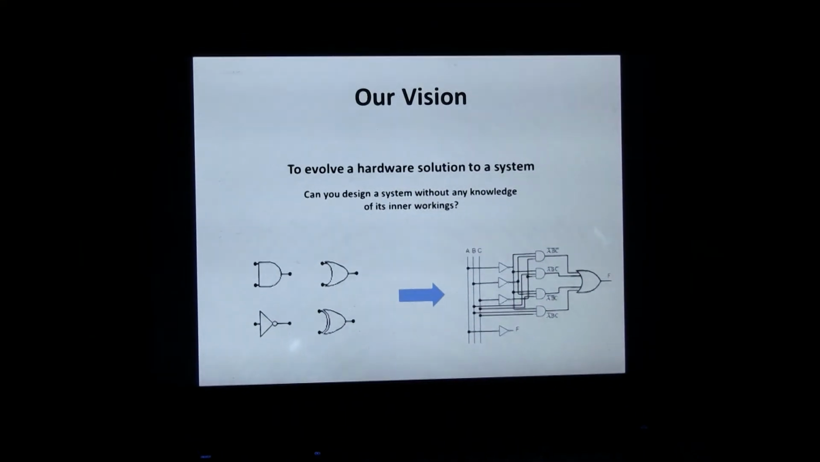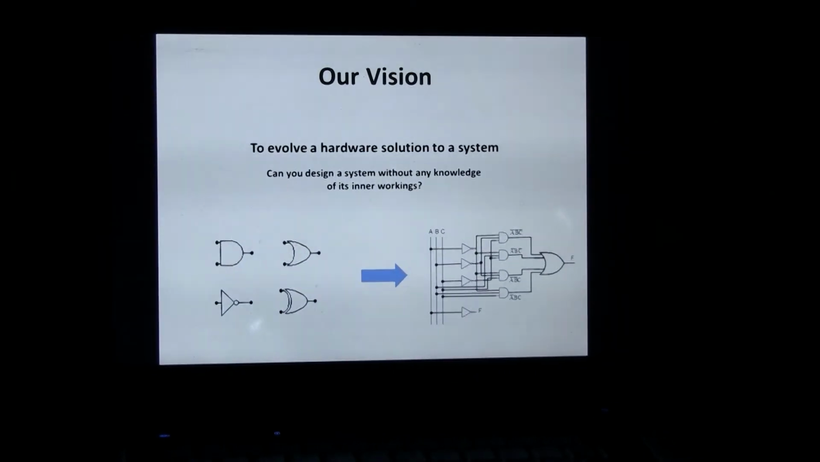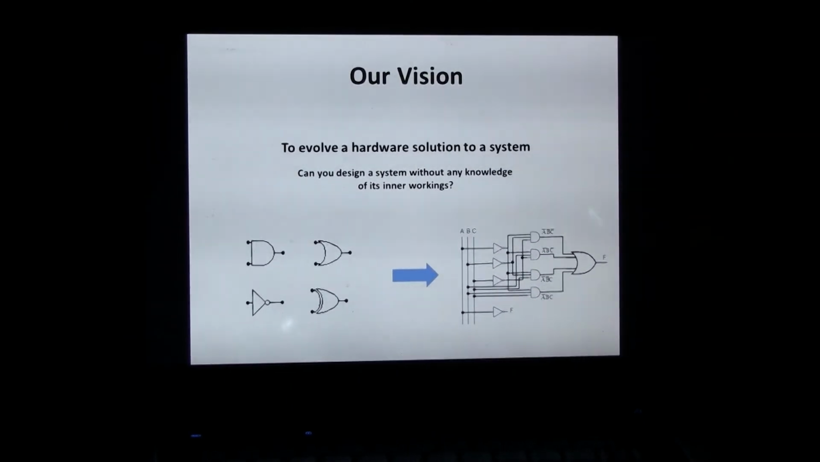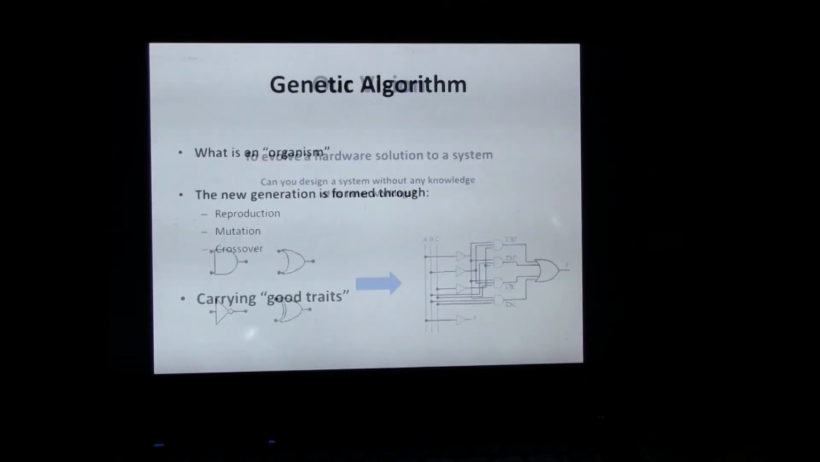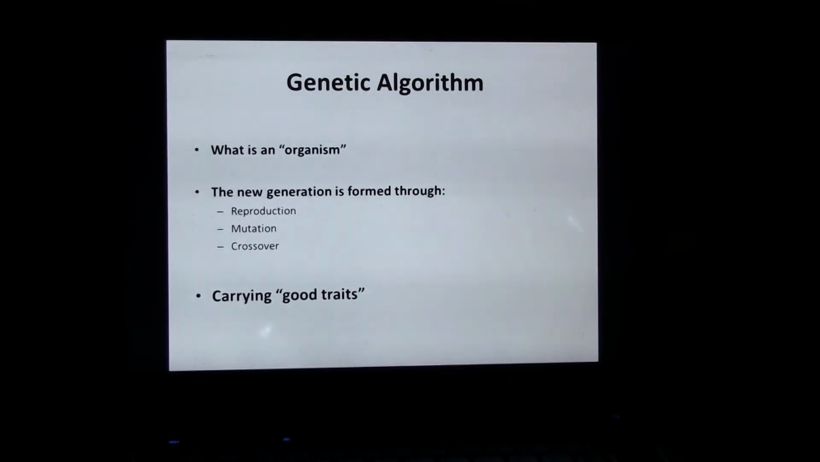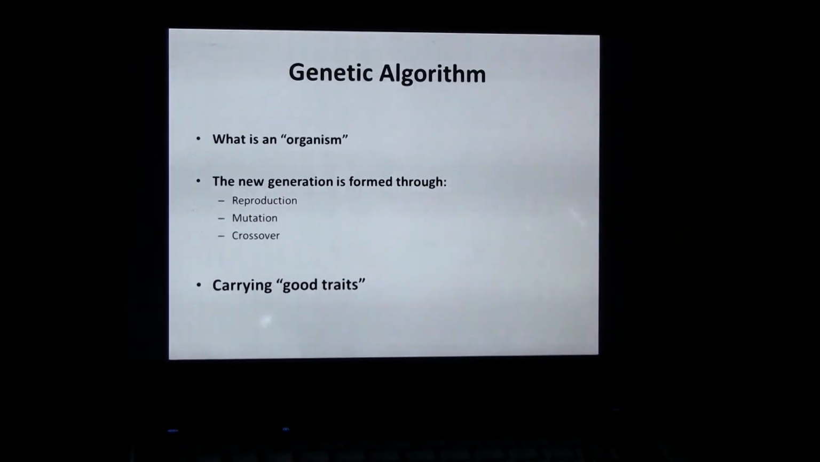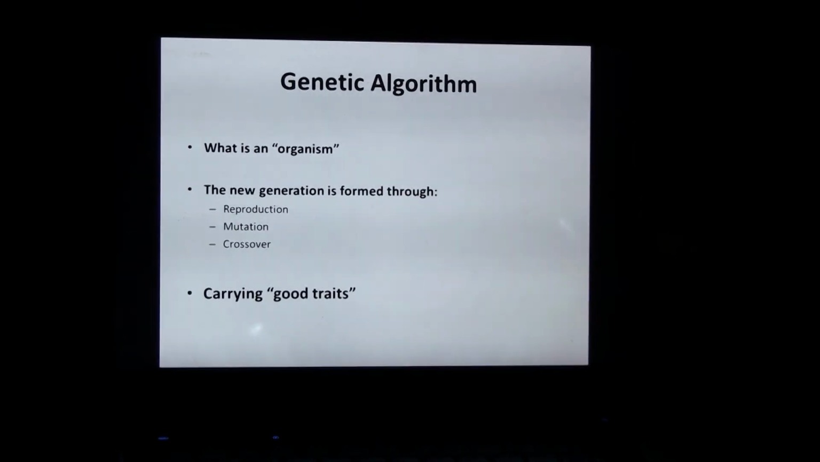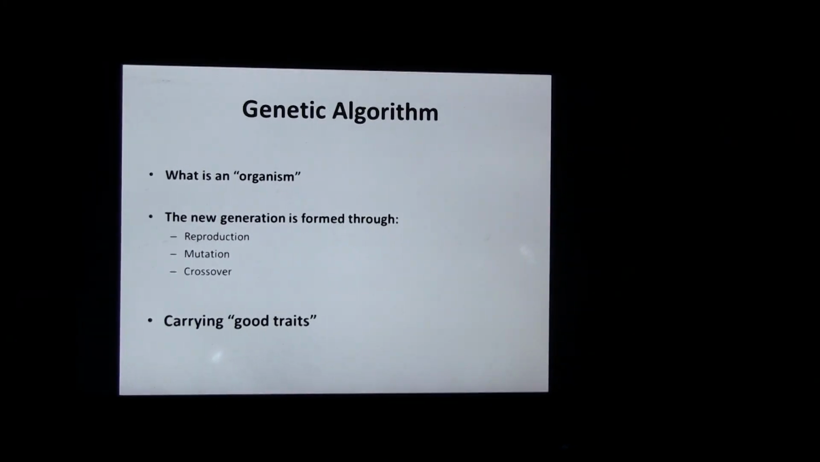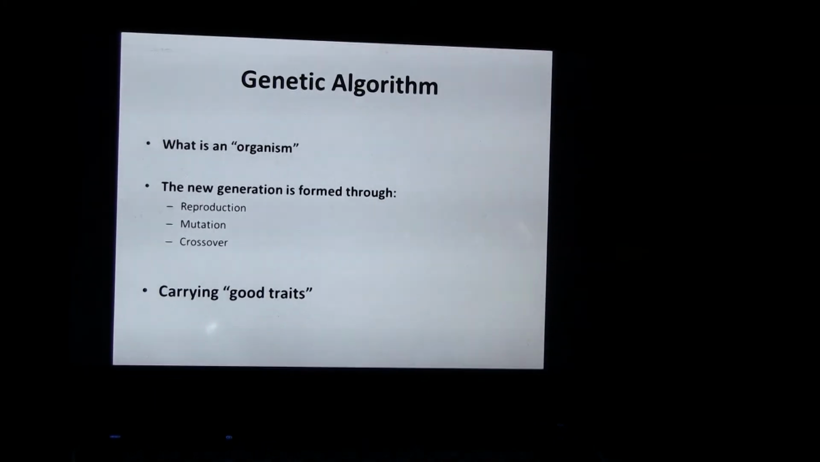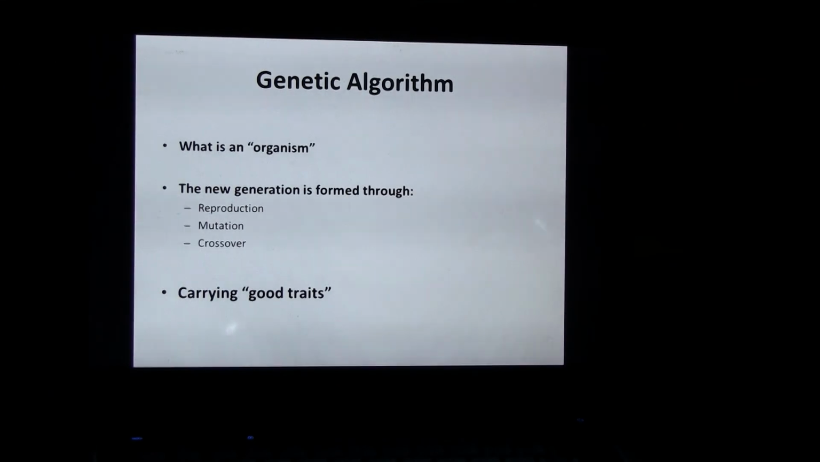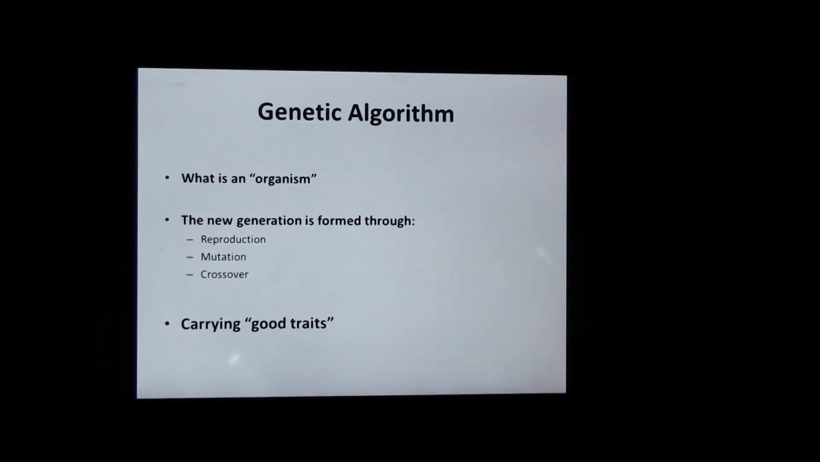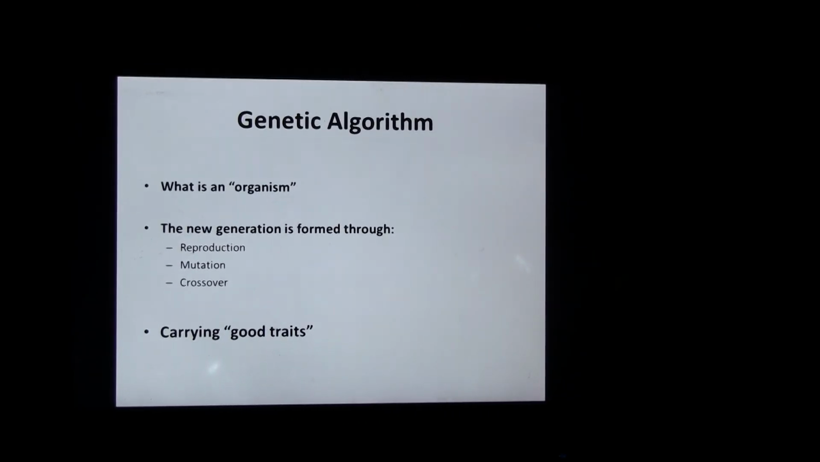So our vision was to evolve a hardware solution to a system, with the idea of asking: is it possible to design a system without any knowledge of its inner workings? To do this, we use a genetic algorithm where you have an organism and you evaluate how fit it is compared to the rest of the population, and then based on that, you determine how likely it is to carry its genetic material forward. However, because we're trying to evolve hardware, there are interesting questions around how you represent the genetic code of a hardware system.